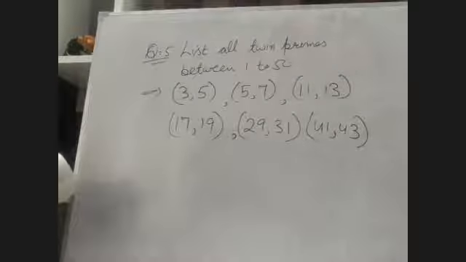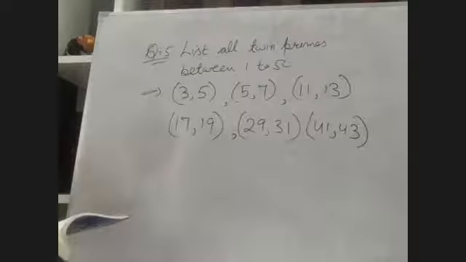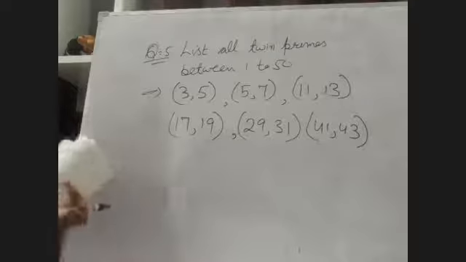Next is the sixth question. List 7 consecutive composite numbers less than 100. Consecutive means the numbers which are in continuity.